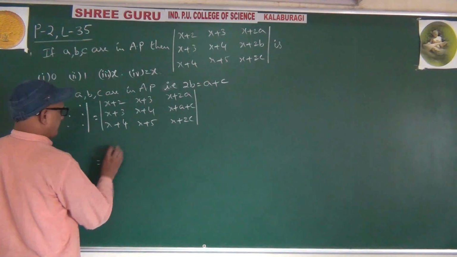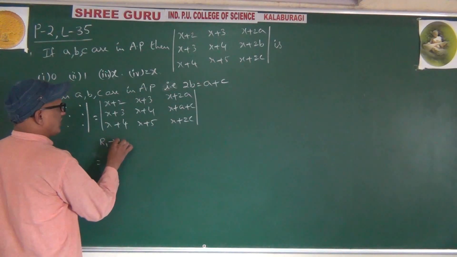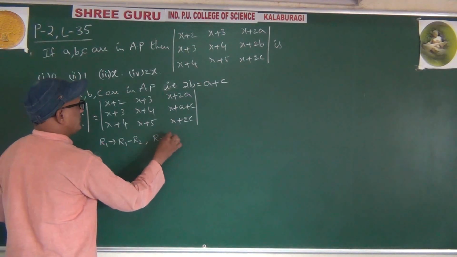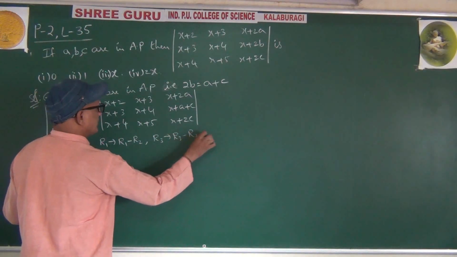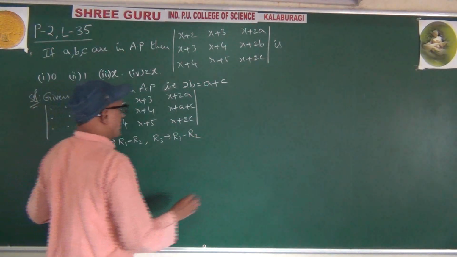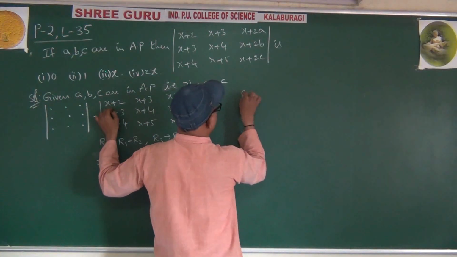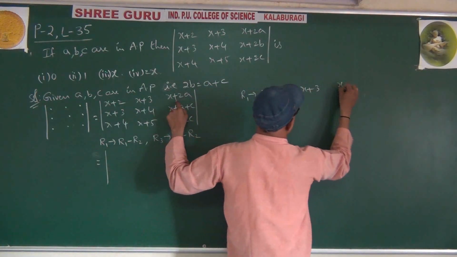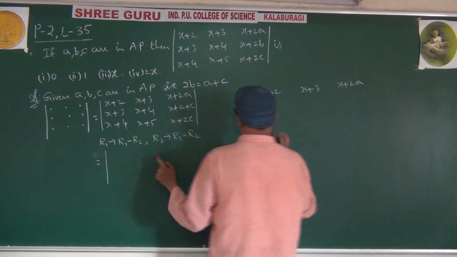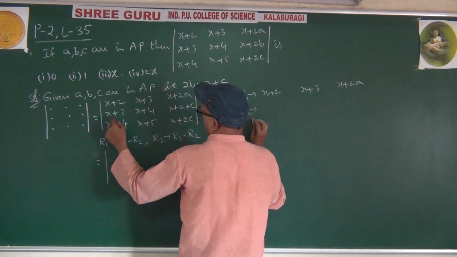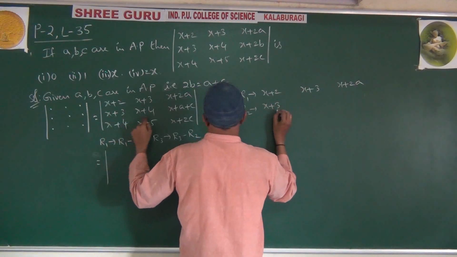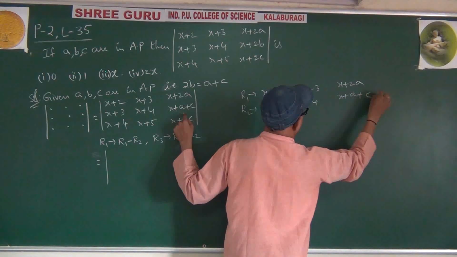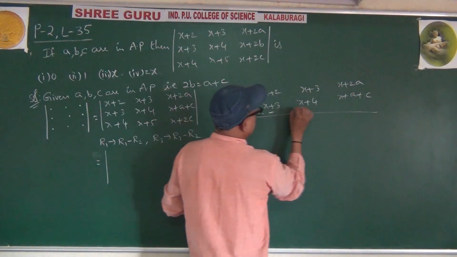What am I doing? R1 I am changing like R1 minus R2, and R3 I am changing like R3 minus R2. What is R1? R1 is x plus 2, x plus 3, x plus 2a. What is R2? x plus 3, x plus 4, x plus a plus c. Subtraction.